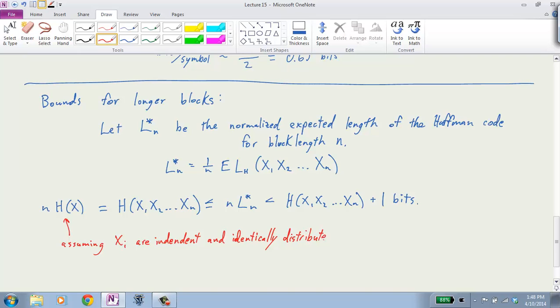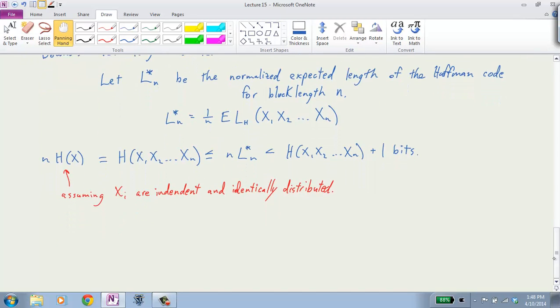In other words, we're still using that example where there are no correlations. We're not trying to take advantage of correlations here. So they're just independent samples. They all have the same distribution. Then what we have here is the entropy is n times the entropy of just one of them. All right? And that's going to be true on both sides.